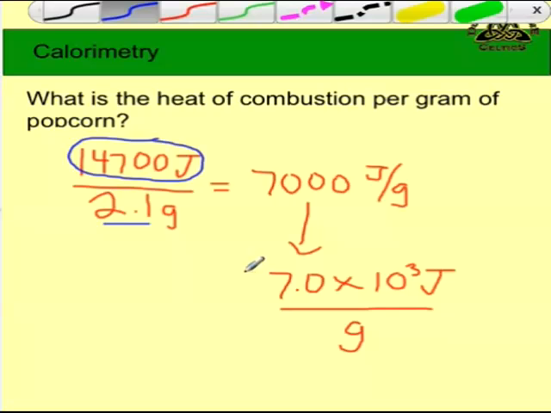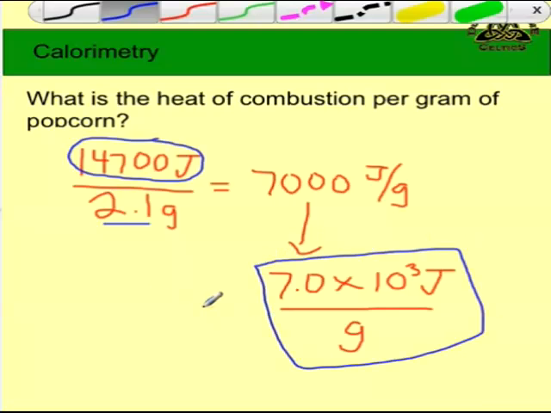We could, if we want to, compare the energy released from our popcorn per gram to our energy released per gram of cashew, and we could compare energy values that way because they're each given as per gram.